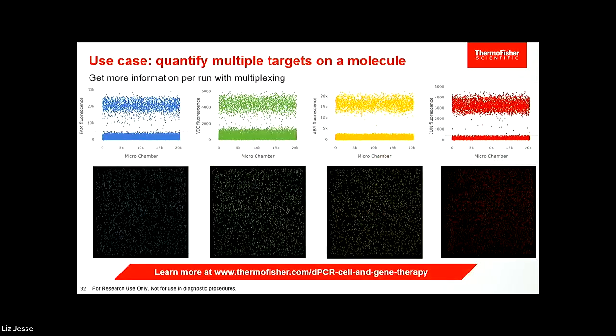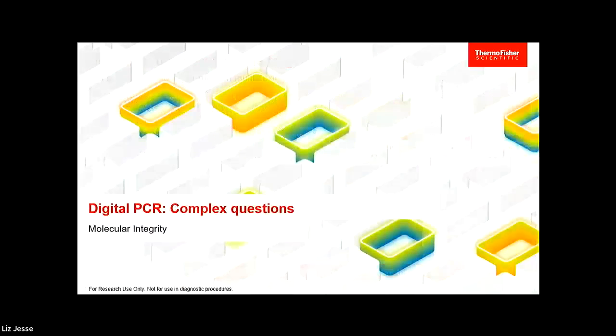This is just an example of what the multiplex data actually looks like on the Absolute Q. You can see we were looking for 4 different targets. In the software, we do plot, obviously, the positives versus the negatives, but you can actually visualize all of the positives versus the negatives. And since we're not concerned with competing, we get great results because we just need to see that the amplification is there.